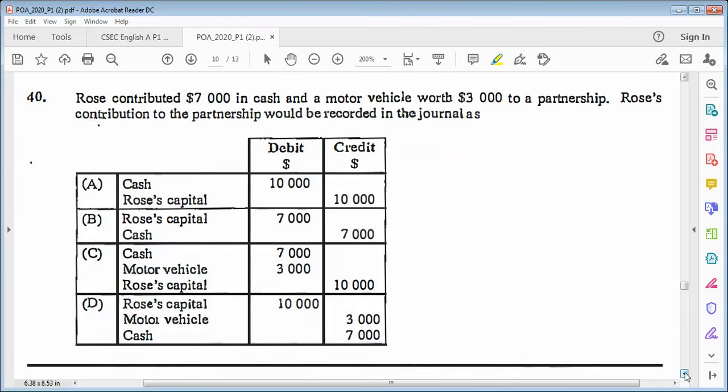C, debit cash $7,000, debit motor vehicle $3,000, credit Rose's capital. Or D, debit Rose's capital $10,000, credit motor vehicle $3,000, credit cash $7,000. We know our answer would be C. We're going to debit cash and motor vehicle and credit Rose's capital.